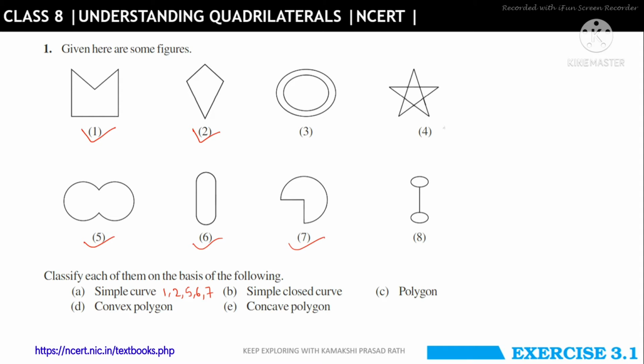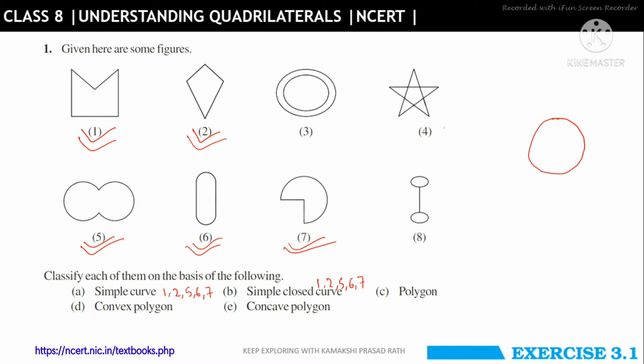Next, a simple closed curve. So what do we say when a simple closed curve? Closed curve means, as you can see here, it should be simple but it should be closed. That means there should not be any endpoints. So the same figures again, figure 1, figure 2, figure 5, figure 6 and figure 7. These are all simple closed curves. So we can say 1, 2, 5, 6 and 7.